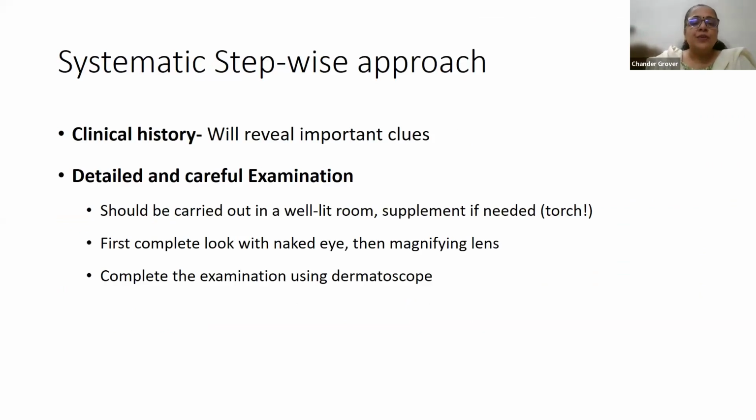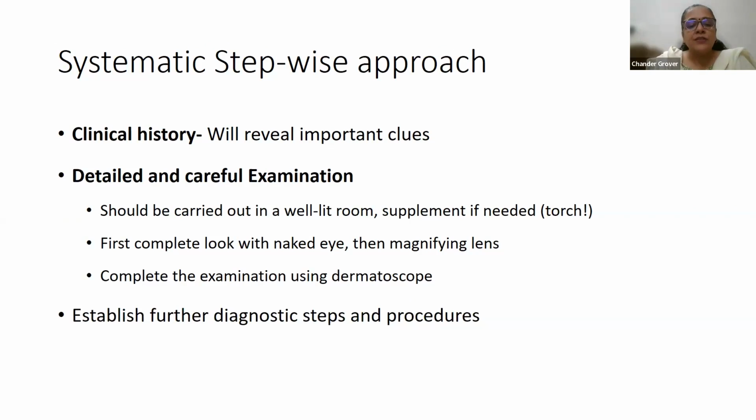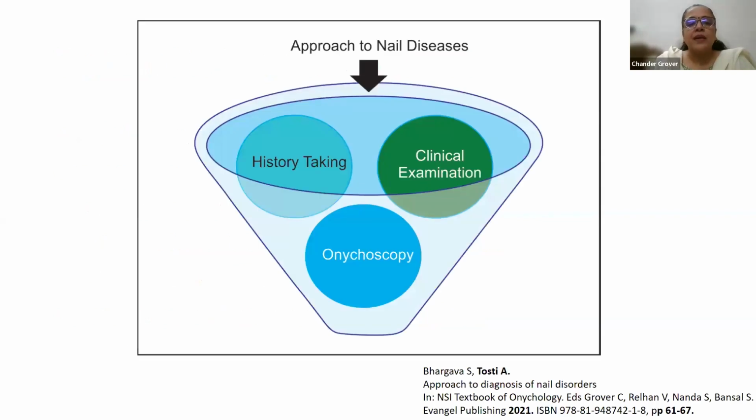The history is going to tell you important clues. A careful examination is going to confirm those clues for you. And then further diagnostic steps and procedures can be established thereafter to formulate a management protocol. This is what you can call the funnel approach, where you move from a broader perspective down to a narrower area, because with onychoscopy, you're looking for specific things. You're not just vaguely examining, but you're looking for specific things.